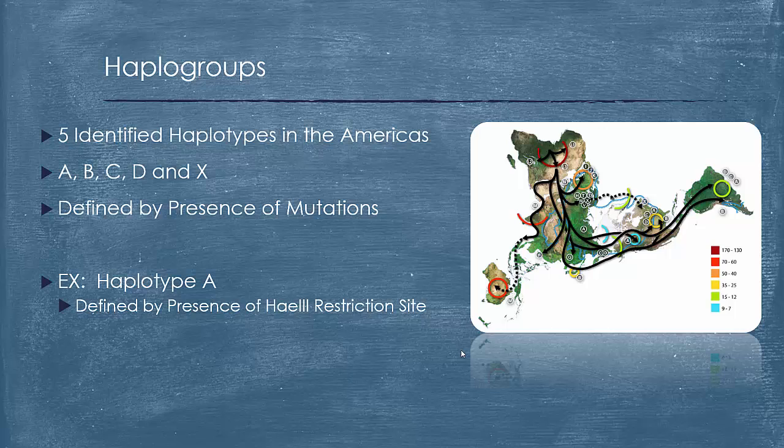These haplogroups are defined by a specific combination or presence of a series of mutations. So for example, haplotype A is defined by the presence of the HAE3 restriction site. So note that haplotype A individuals may be remarkably different from one another at other points in the DNA, as only this point is used to define haplotype A.